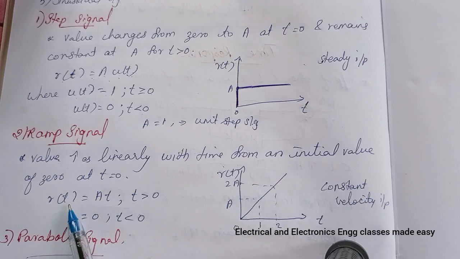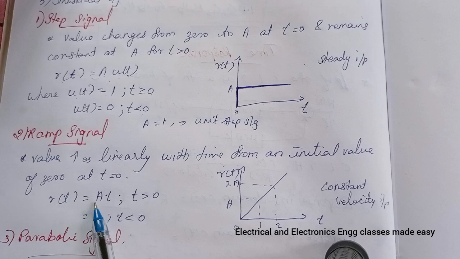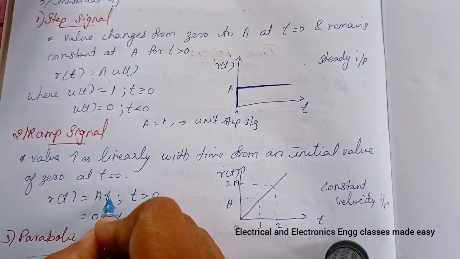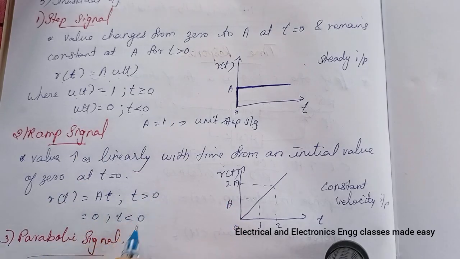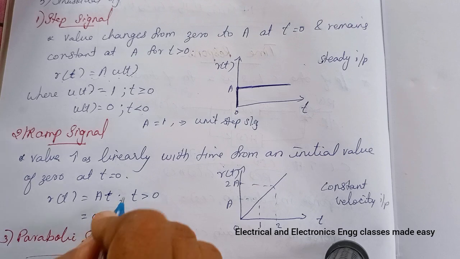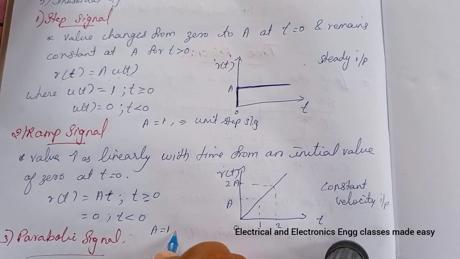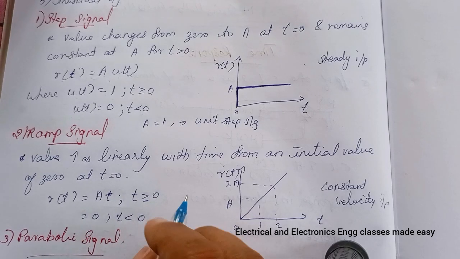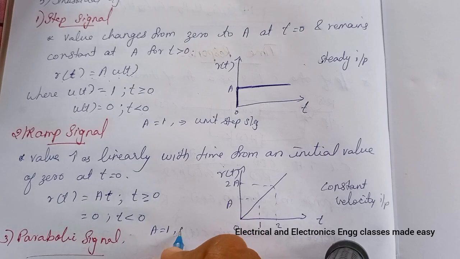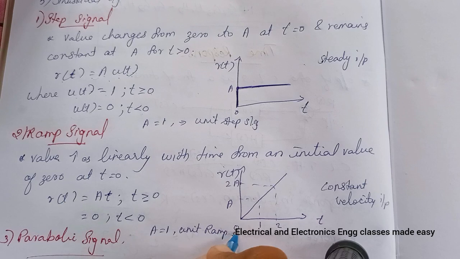and its value is given by r of t is equal to a into t for t greater than or equal to 0 and equal to 0 for t less than 0. And here also if a equal to 1, then it is called unit ramp signal.